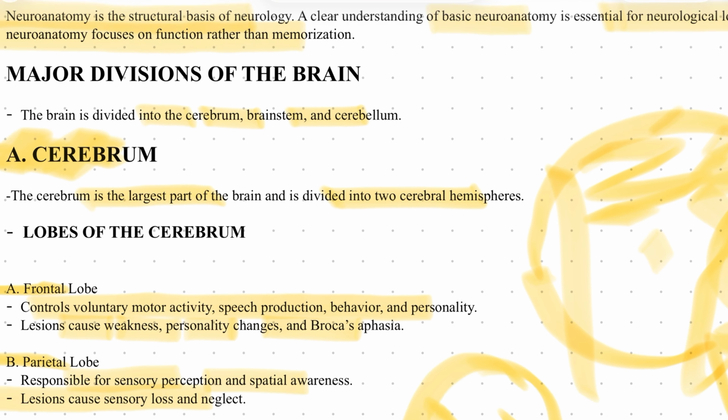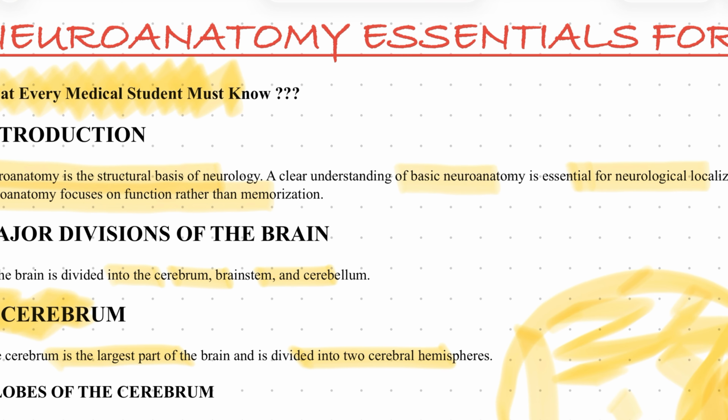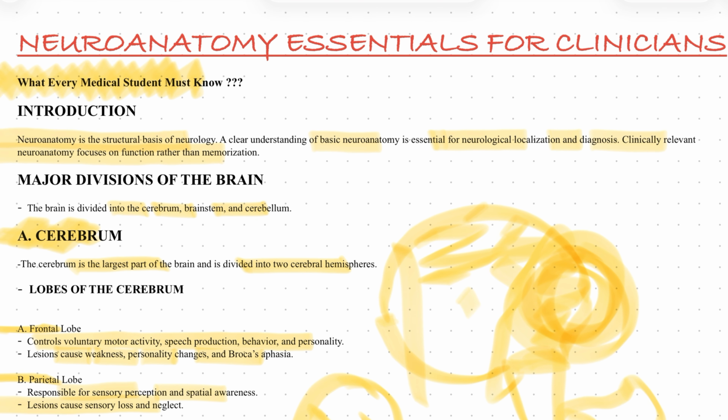That's it. So what summary do you need to remember from this video? This is not an exam oriented video. If you want, you can skip this, but you can watch it if you want to become a good neurologist. Just kidding. Okay. Neuroanatomy becomes clinically useful when structure is correlated with function. Understanding basic anatomy allows accurate localization of neurological lesions.